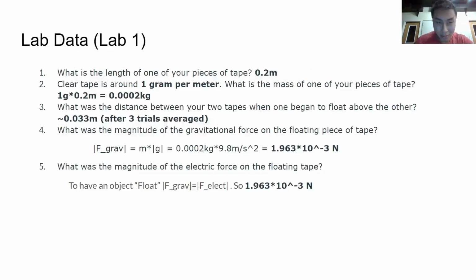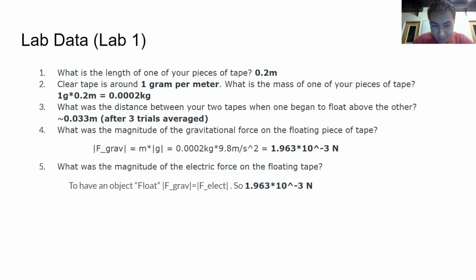So, lab data, just a quick recap of lab 1: we used 0.2 meters. If there was 1 gram per meter, then you have 0.0002 kilograms. And if you have 0.033 meters of average distance between that floating tape, then you're going to see later on what that means.